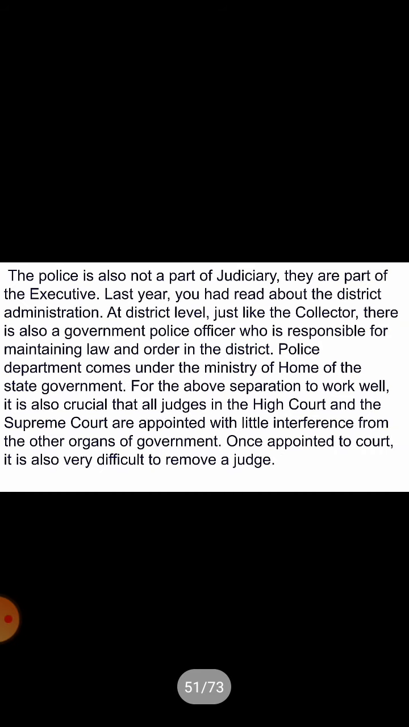The police is also not part of the judiciary. They are part of the executive. Please remember this sentence: police is not part of the judiciary, it is part of the executive. Now, at district level, like the collector, there is also a government police officer who is responsible for maintaining law and order in the district.